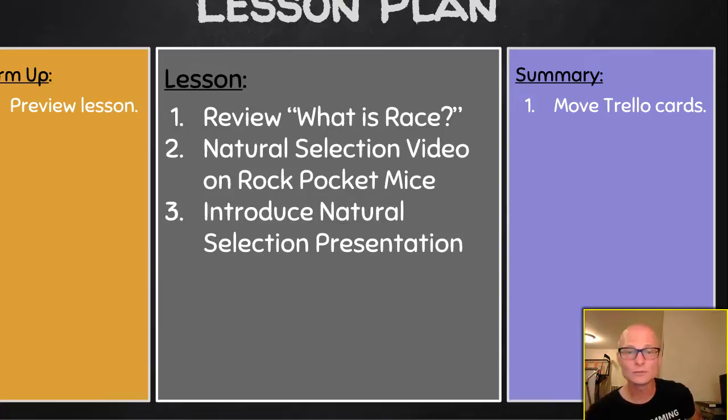So we're going to review what is race, just to make doggone sure you know what you need to have accomplished by now. Then we're going to watch a natural selection video on rock pocket mice, mice in Arizona, with an interesting story behind them. And then we'll introduce that natural selection presentation that you'll be working on in groups of 1, 2, or 3.